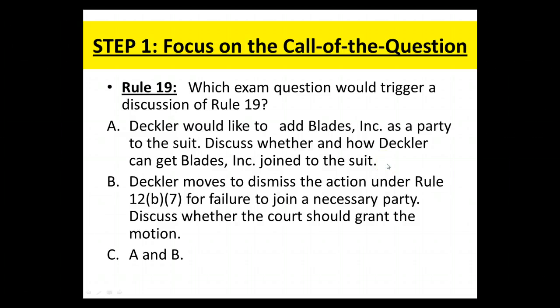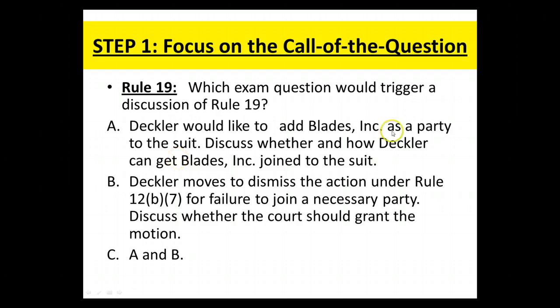But right now in this phase, all we've done is say these seem to fairly raise the option of discussing Rule 19. Why? Well, remember, a defendant can say this was a person who was necessary and should have been joined to the suit, and so basically force the joinder through compulsory joinder under Rule 19. B also raises Rule 19, and it's a very specialized call of the question. Let's look at it. Deckler moves to dismiss the action under Rule 12(b)(7) for failure to join a necessary party. Now remember, a Rule 12(b)(7) dismissal is only in reference to compulsory joinder under Rule 19 for those necessary parties.